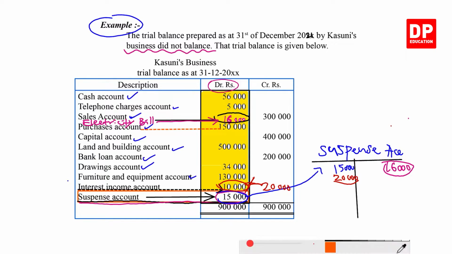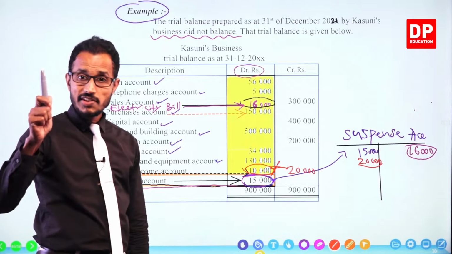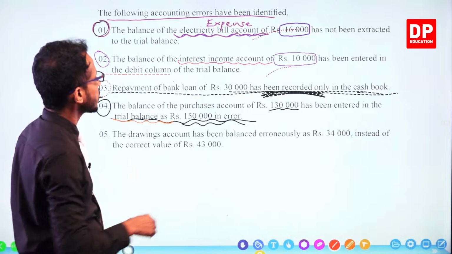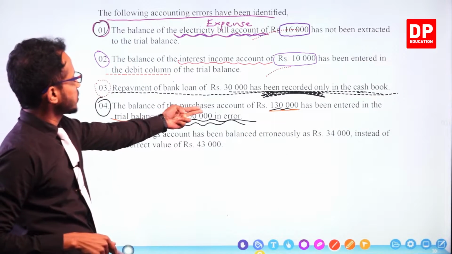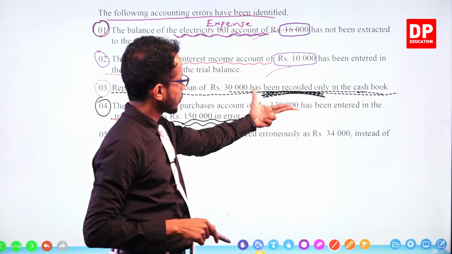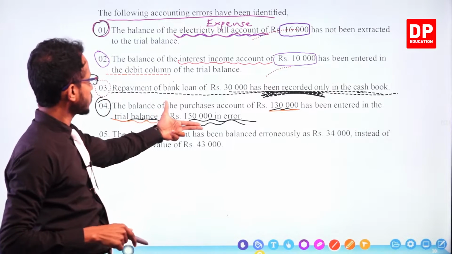That is another mistake. Purchase account 150, but the real correct value is what? 130,000. See, balance of the purchase account 130,000 has been entered in the trial balance as 150.